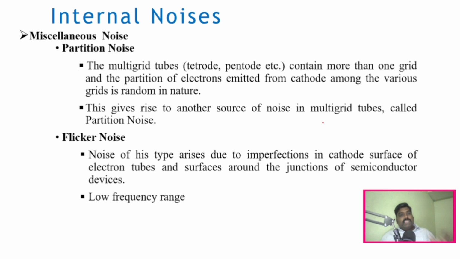And there are other noises called miscellaneous noise, where we have partition noise, that is, in multi-grid tubes. Multi-grid tubes contain more than one grid, and the partition of electrons from the cathode among the various grids happens in a random manner, and this creates noise, right? And that particular noise is called partition noise.